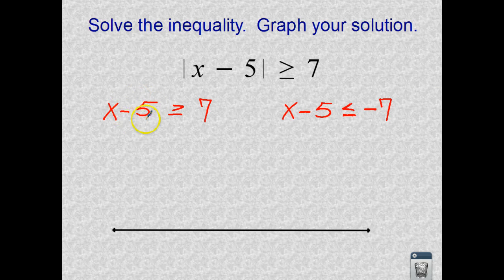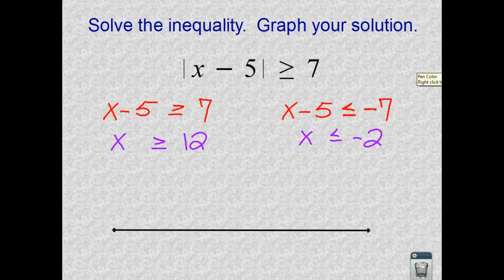Add 5, inverse operation, add 5 to both sides. So x, bring down our symbol, is greater than or equal to 12. And then x is less than or equal to, add 5 to both sides, we have -2. And let's see what that looks like on our number line. So we have -2, we have 12.